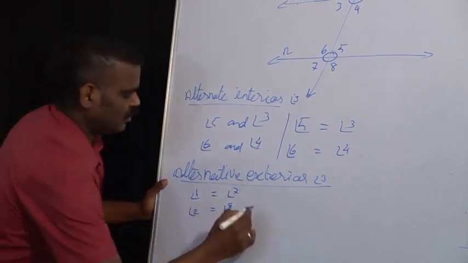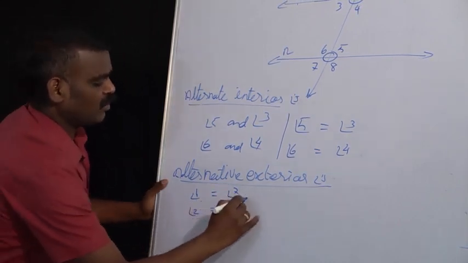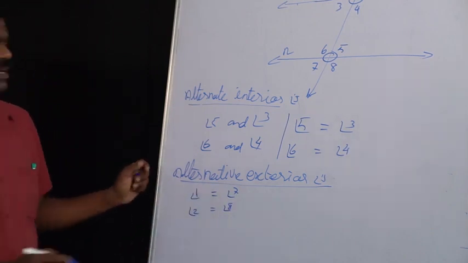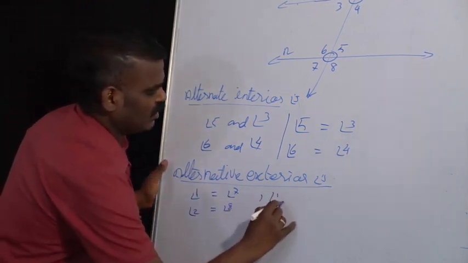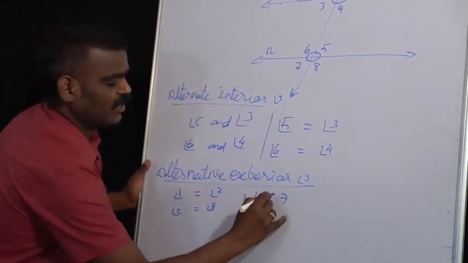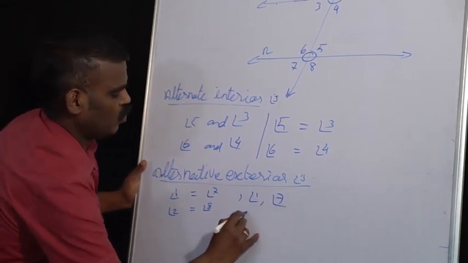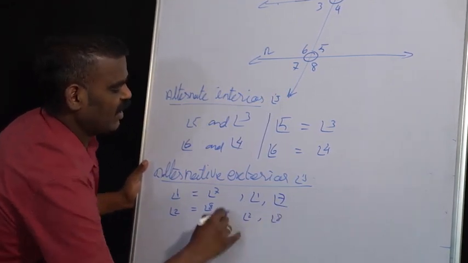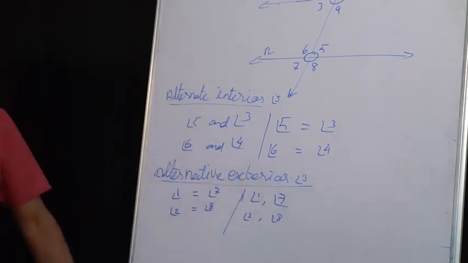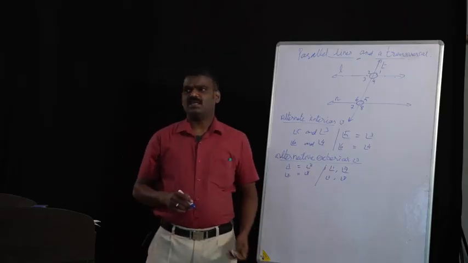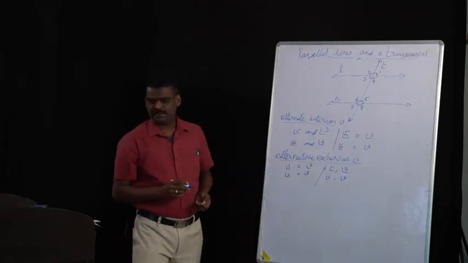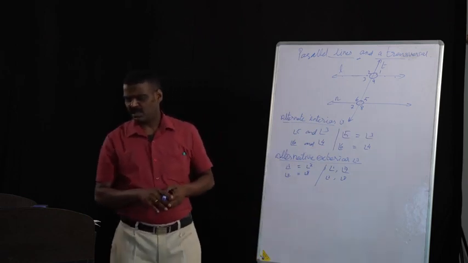And they are equal. Angle 1 and 7 are alternative angles. Angle 2 and angle 8 are alternative angles, and they are all equal. Okay. Next, one more point we can learn quickly.